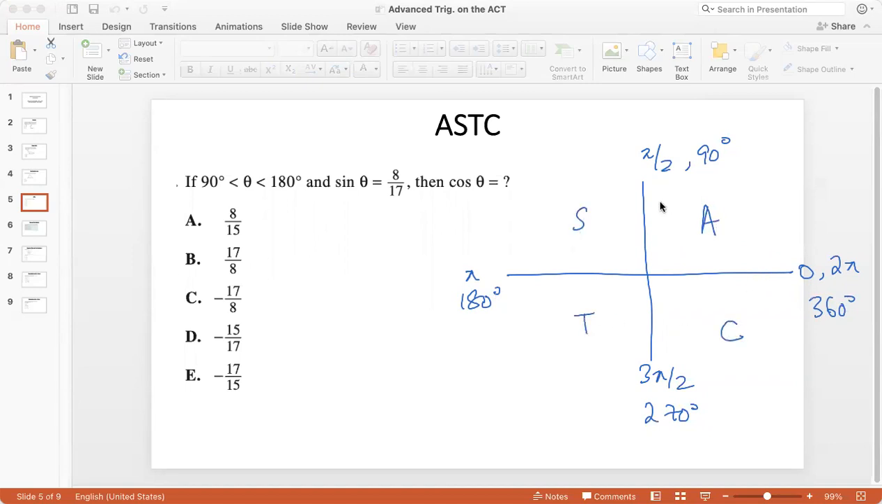So ASTC. In the first quadrant, between 0 and 90 degrees, all the ratios, sine, cos, and tan are positive. In the second quadrant, only sine is positive. In the third quadrant, only tan is positive. And in the fourth quadrant, only cos is positive. So let's say I've been asked to find cos theta when theta is between 90 and 180, right? That means theta lies in the second quadrant.